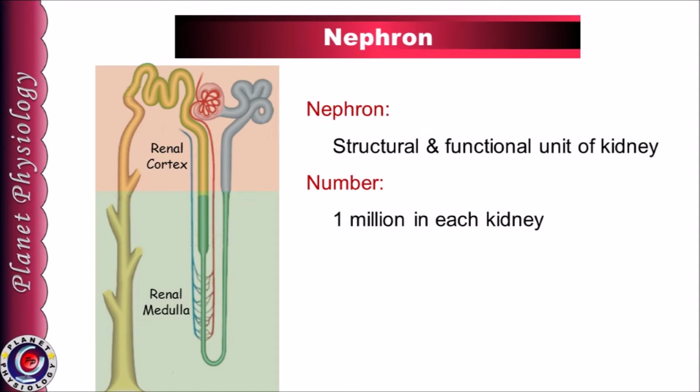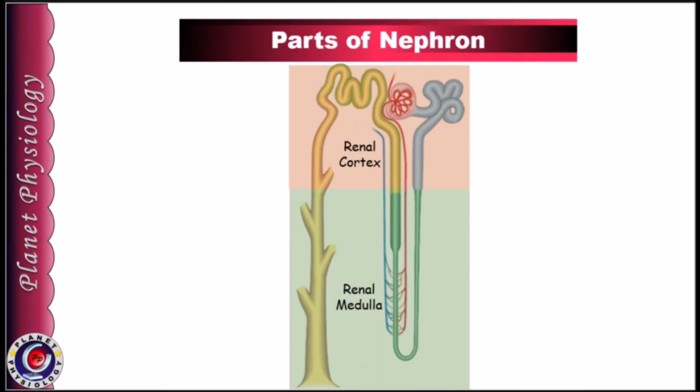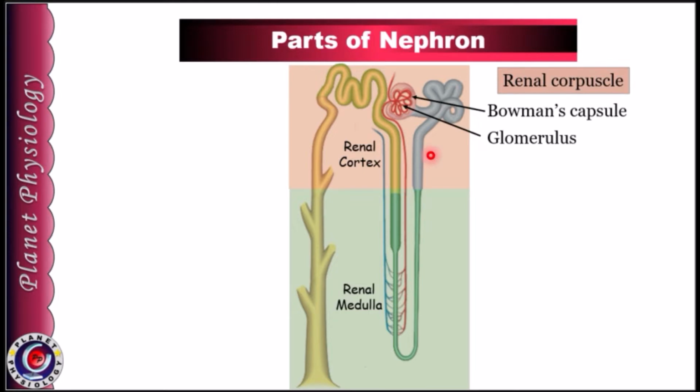Now let us study the structure of nephron in detail. Nephron is the basic structural and functional unit of the kidneys. There are about 1 million nephrons in each kidney. The first part of the nephron is a blind, double-walled, expanded structure called Bowman's capsule. It has a tuft of capillary network within it, which is called glomerulus. Both the glomerulus and the Bowman's capsule together are called renal corpuscle.